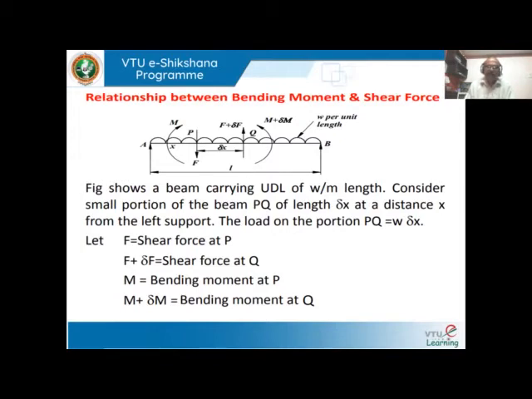Similarly, because of that additional length delta X, at point Q, to keep that element in equilibrium, an upward force of F plus delta F is considered. So that delta F will take care of that load over that length delta X. In addition to that, we will also have a moment more than the moment at point P because of that additional length, and let that moment be M plus delta M at Q as shown in figure. Now that element is in equilibrium under the action of these following forces. What are they? Force F, that is shear force at P, F plus delta F, shear force at Q, M, bending moment at P, M plus delta M, bending moment at Q.